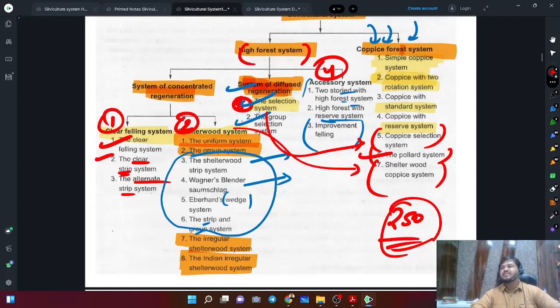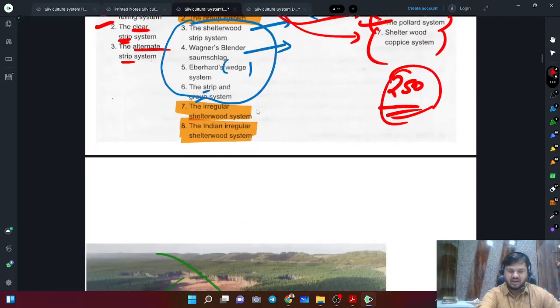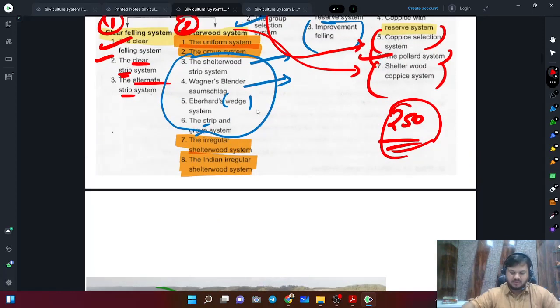So these are the terms which we need to be familiar with, and if we are able to have some diagram, some understanding of each of the terms which are on your screen, your silviculture system will be done and dusted, and you will be ready for it, right? So I'll end this video here, and in the next video we will start with the easiest system, that is clear felling system. All right, thank you.